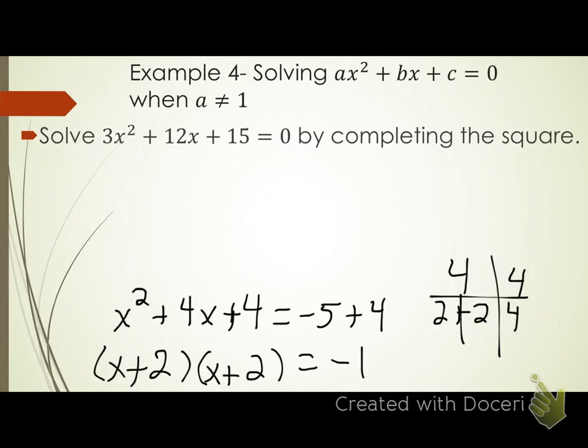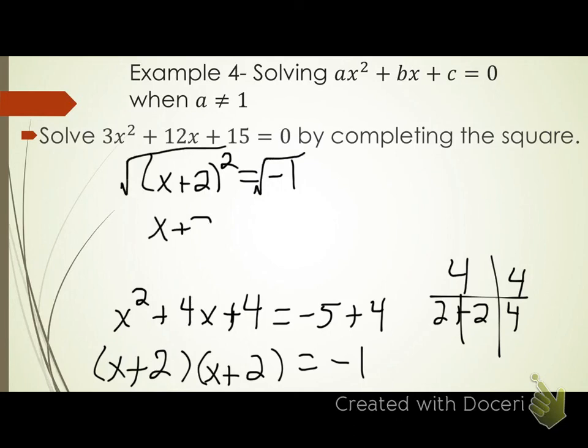What's another way to write x plus 2 times x plus 2? X plus 2 squared equals negative 1. Trying to get x by itself, what do I need to do here? Square root of both sides. There we go. So I get x plus 2 on the left-hand side.